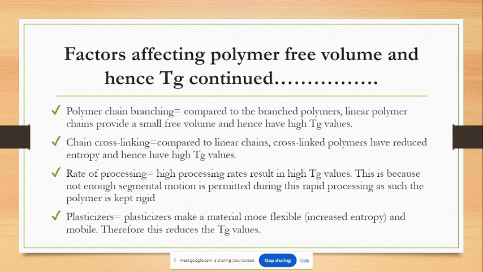It's as good as segmental motion. So therefore, this reduces the TG values. Remember, we said TG is an expression of molecular motion. So as long as there is more molecular motion, then TG values must decrease. That molecular motion will also be dependent on the space that is left in the ends, called the free volume. That free volume, if it increases, then it means that there is more motion.